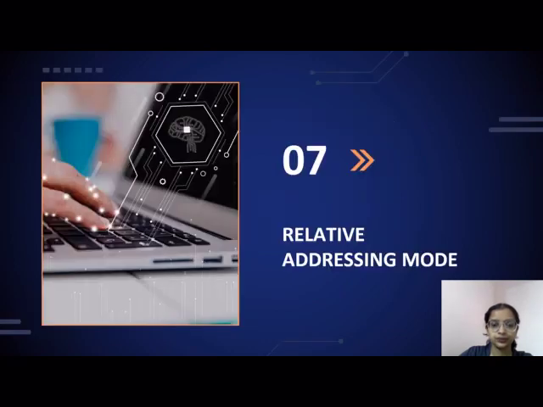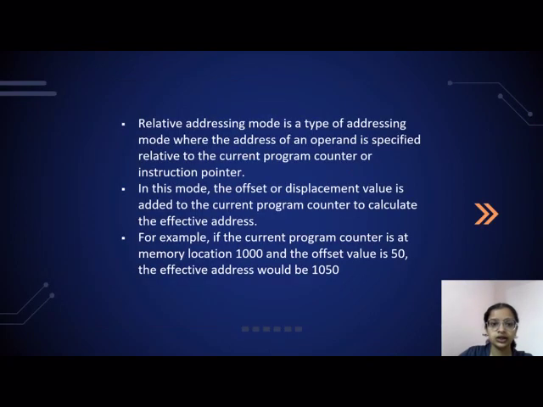Relative addressing mode. Relative addressing mode utilizes the current program counter or instruction pointer to determine operand addresses. The effective address is computed by adding the offset or displacement value to the current program counter. For instance, with the program counter at memory location 1000 and an offset of 50, the effective address becomes 1050.